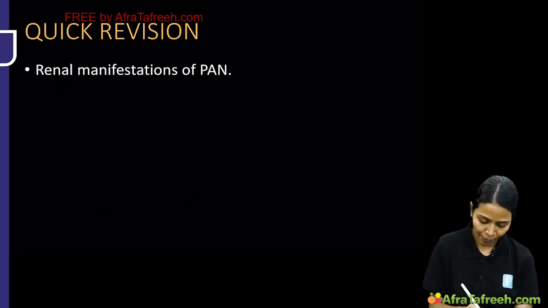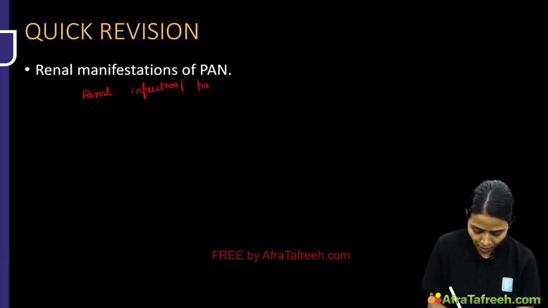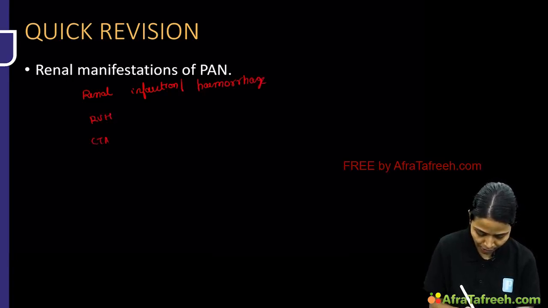Renal manifestation of PAN, we know it is renal infarction or hemorrhage. There can be renovascular hypertension, and when you do a CT angio, you are going to find pseudoaneurysm.